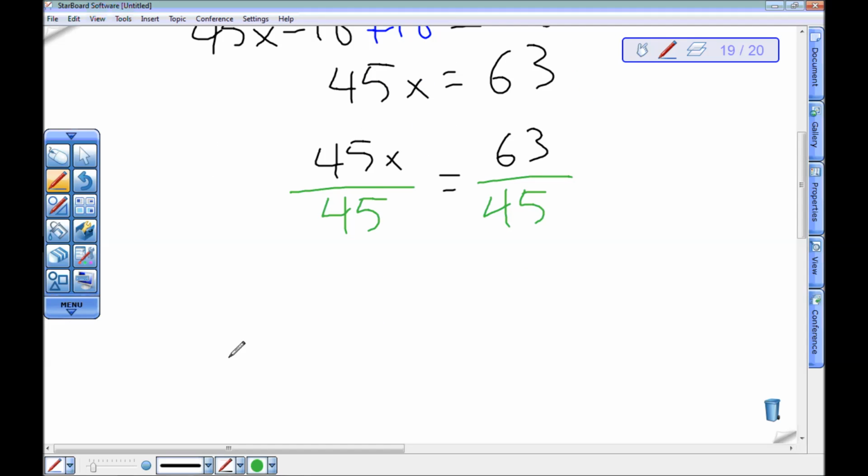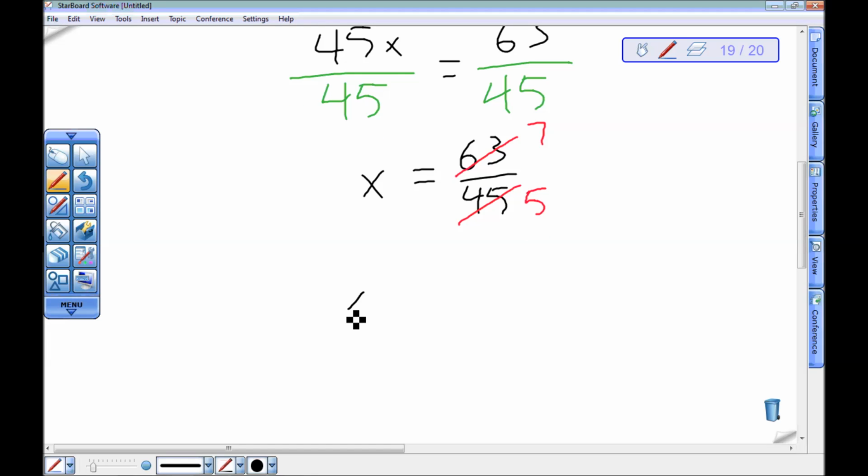45 times x divided by 45 is just x. 63 divided by 45, well, let's look at that for a second. That's a fraction. But I can definitely simplify it a little bit. These are both divisible by 3, and even better, they're divisible by 9. 63 divided by 9 is 7. 45 divided by 9 is 5. So I get x is 7/5.